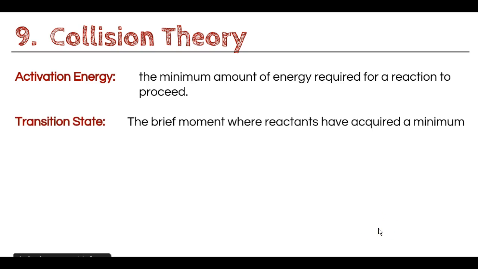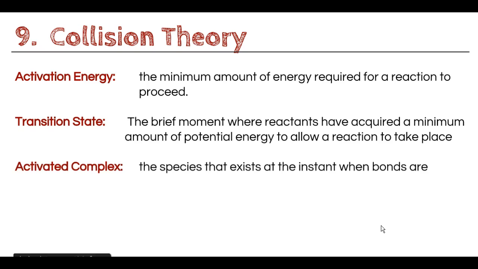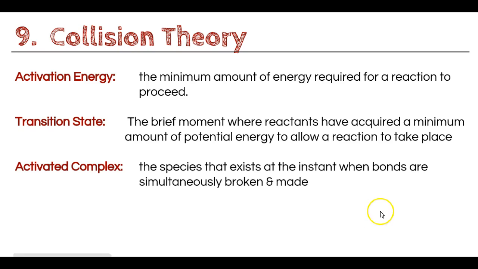Okay, a transition state is the moment in time where the reactants actually have the minimum amount of energy they need in order for the reaction to take place. And next is what we call the activated complex. So the activated complex is that species that I discussed earlier that exists sort of at the instant where the bonds are being broken and made sort of at the same time.